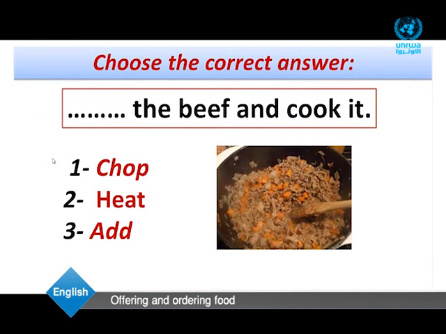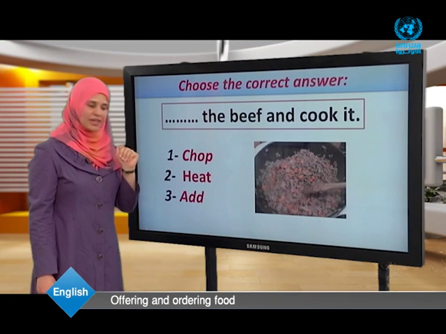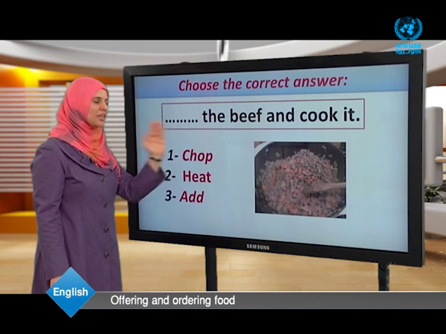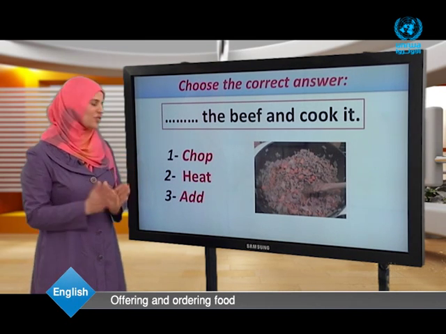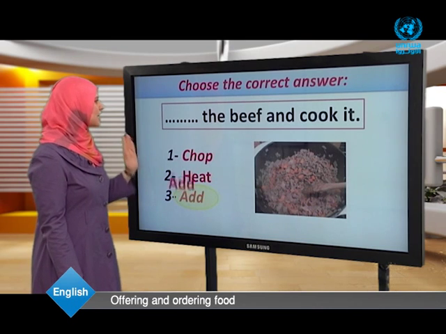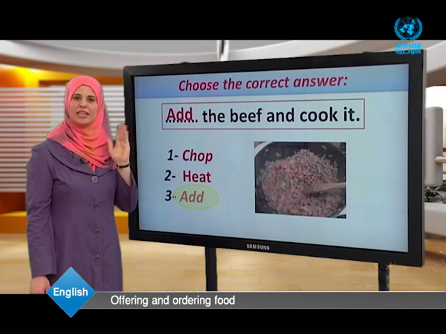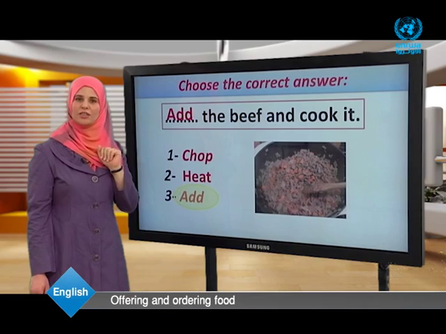Chop, heat, or add the beef and cook it. Choose your verb. Thank you very much. So the answer is add the beef and cook it.